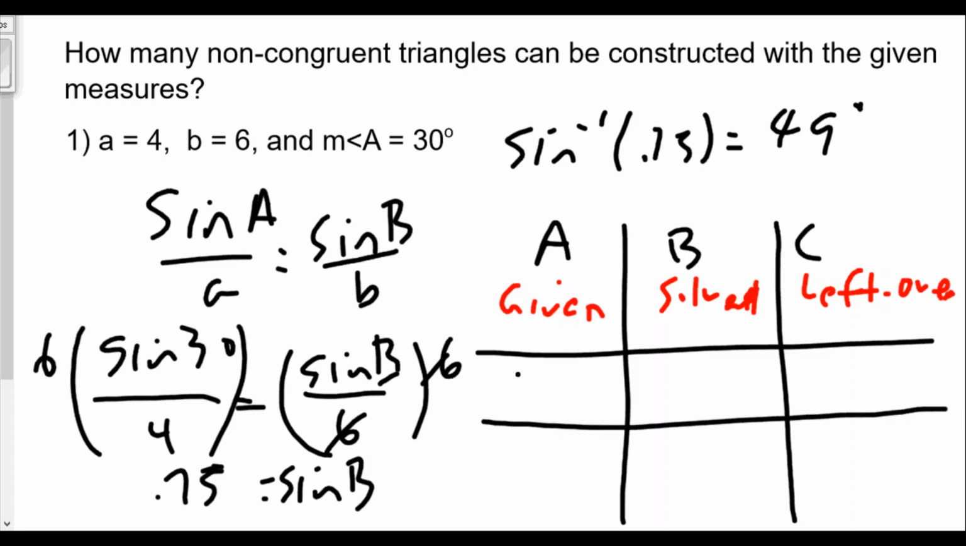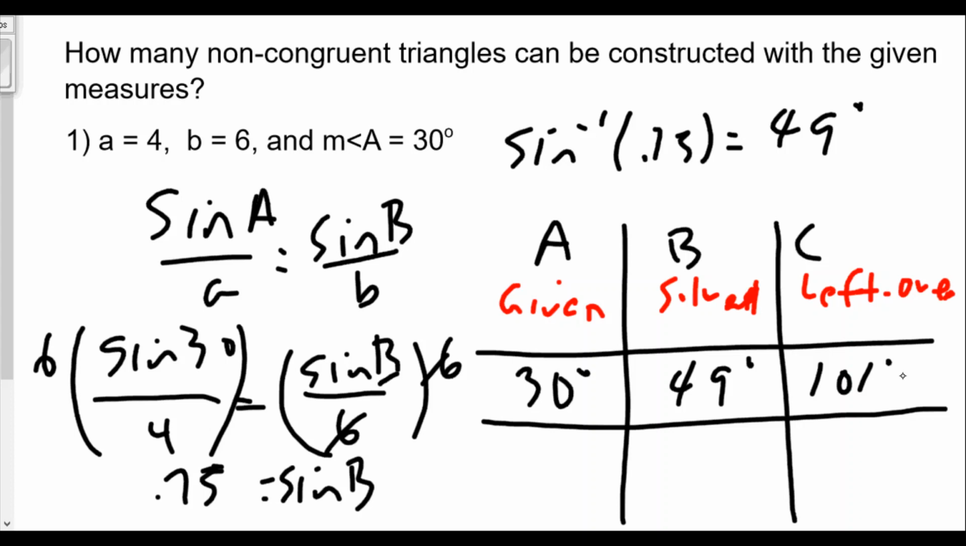First off, A is 30 degrees, and B will be 49 degrees. So what's left over, C, would be 180 minus 30 minus 49, or 180 minus 79, which is 101 degrees. That's a possible situation.